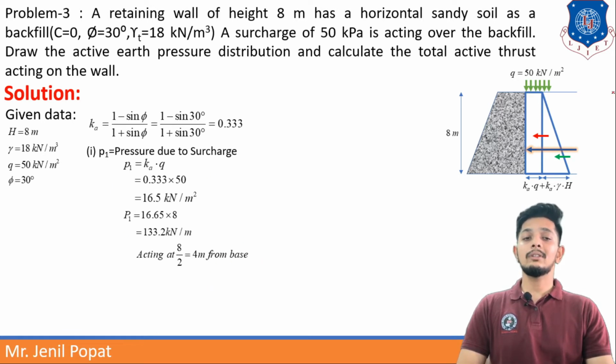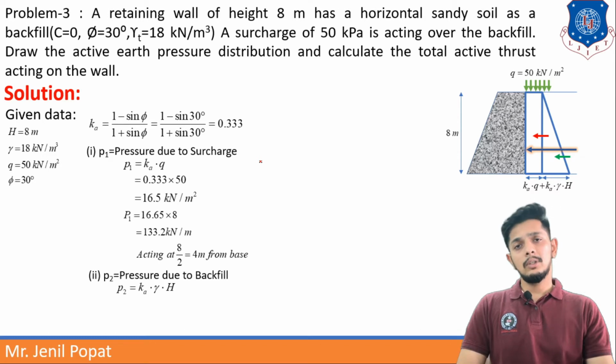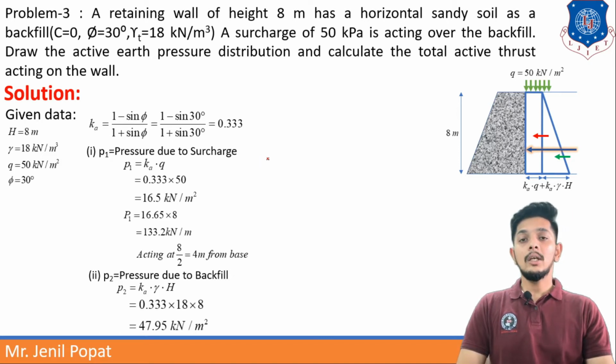So this is the first clear idea of uniform surcharge. This red arrow is showing uniform pressure by surcharge. Now let us talk about item number 2, pressure due to backfill. It is very simple that P2 will be K into gamma into H. K is given, gamma and H are there. So writing all the values, I am getting pressure P2 as 47.95 kilonewton per meter square.